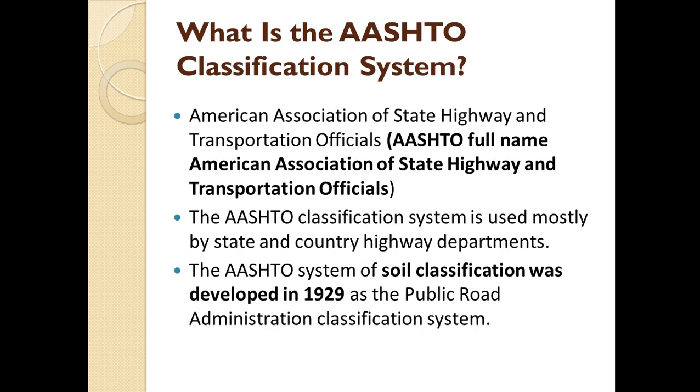So first of all, we need to understand what the AASHTO classification system is. AASHTO stands for American Association of State Highway and Transportation Officials. This classification system is used mostly by state and county highway departments, and it was developed in 1929 as the Public Road Administration Classification System.